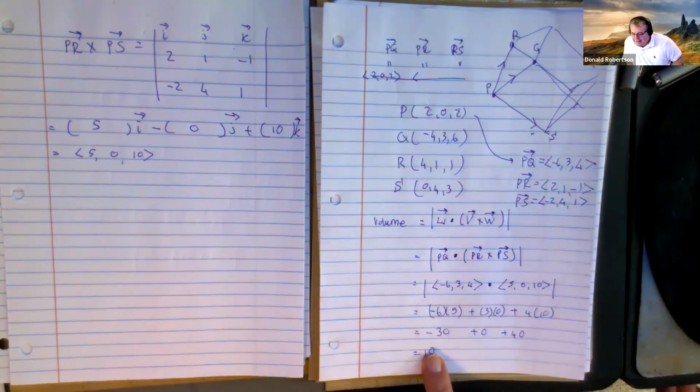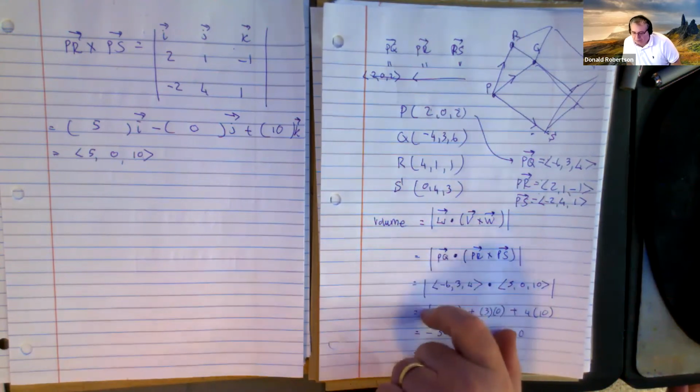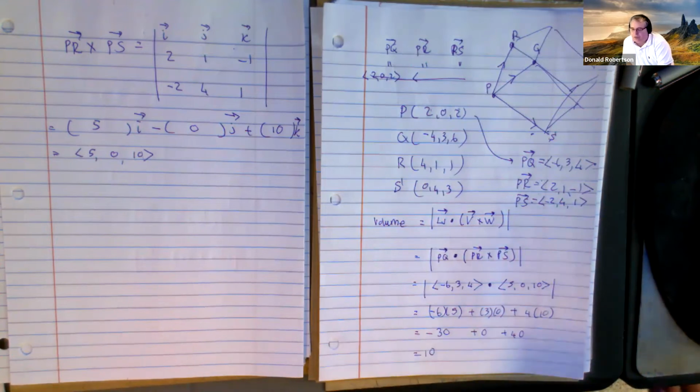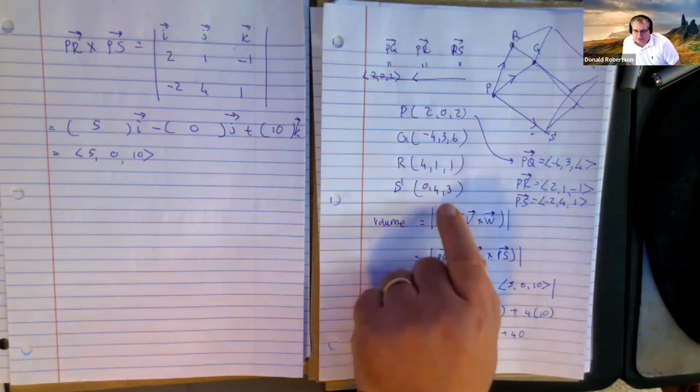If this happened to be -10, then the absolute value would kick in and we would say the volume is 10. Volumes are physical things. They must be positive, right? Nobody would say the volume of that box is -10. That would be weird, right? It has no meaning.